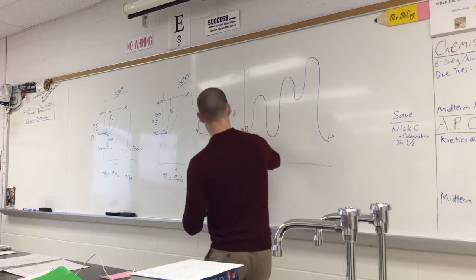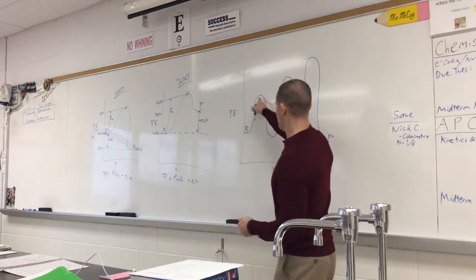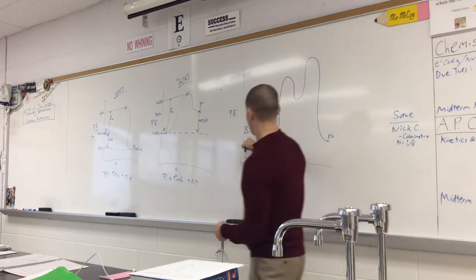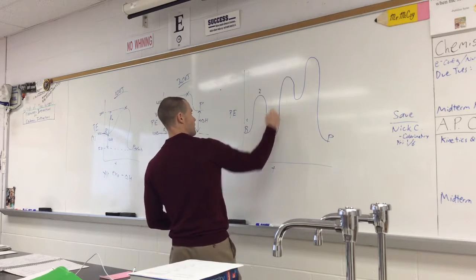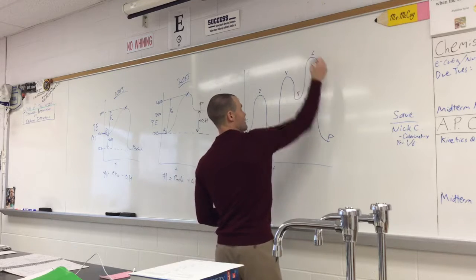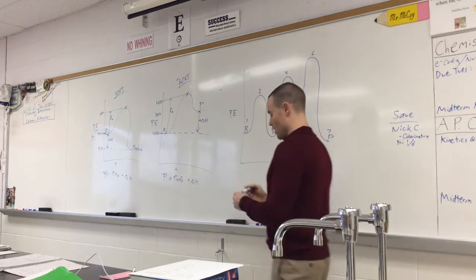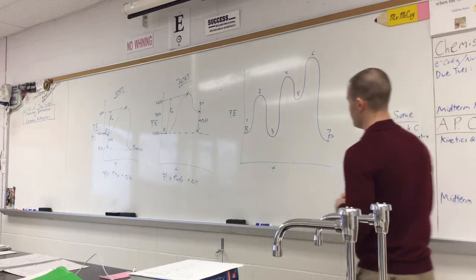So did I number these two? Or did I number just... So 1, 2, 3, 4, 5, 6, 7. Okay, 1 and 7. Reactants and products.